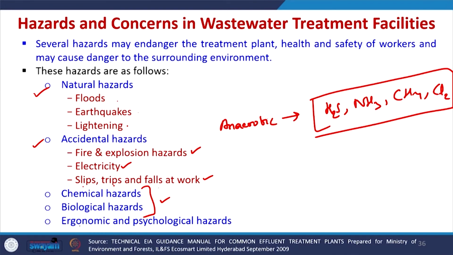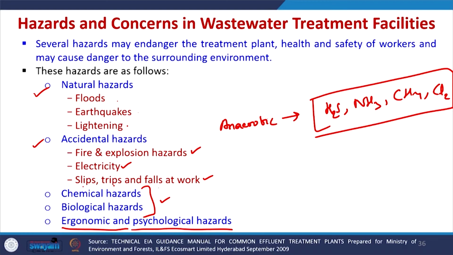Also, ergonomic and psychological hazards may be there in the wastewater treatment facilities, because we are continuously seeing bad quality water, and we may feel that odor is continuously coming. So, all these things cause problems, and some ergonomic or psychological problems may happen to the persons who are working in these places. So, these hazards and concerns have to be avoided, and the industries which are operating these ETPs should always take care of these hazards.